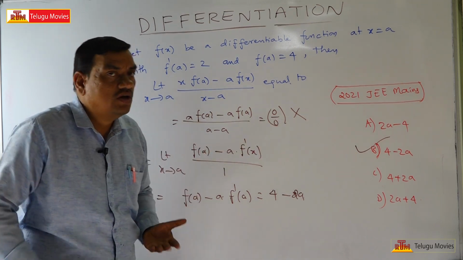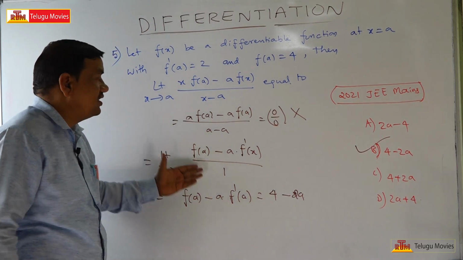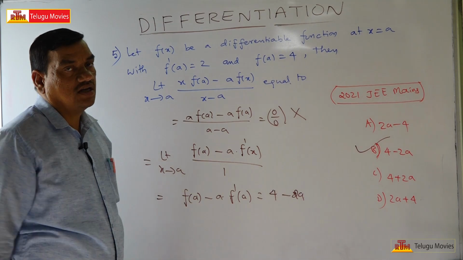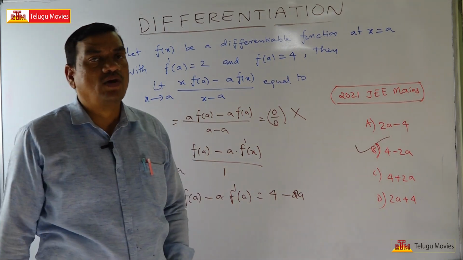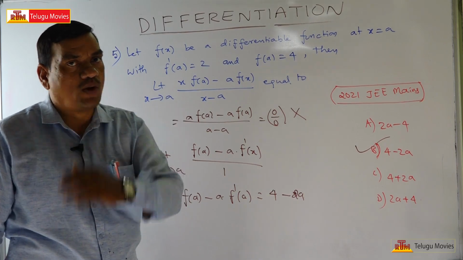0 by 0. Immediately, what is the next idea you have to get? L'Hopital rule. Yes, we did the L'Hopital rule. All values are available. Substitute and get the answer. Okay? So very, very easy problem. I hope that you understand this solution. Let us go for the next problem.